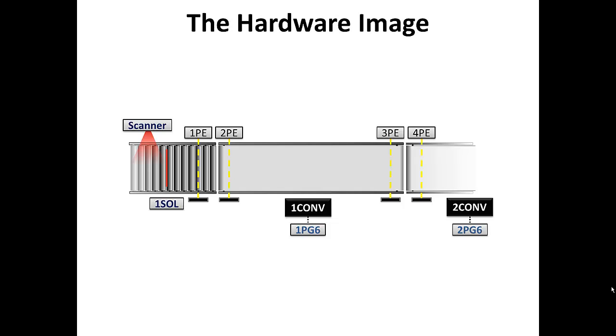This is the hardware image. So we have a scanner, barcode scanner, that reads the barcode on the cartons, and if it's a legitimate code and the system is ready to accept a carton, the solenoid 1SOL energizes and pulls the stop down and lets the carton travel down the gravity conveyor until it breaks 1 PE and rests against the buffer conveyor, the first conveyor there, 1 CNOV.